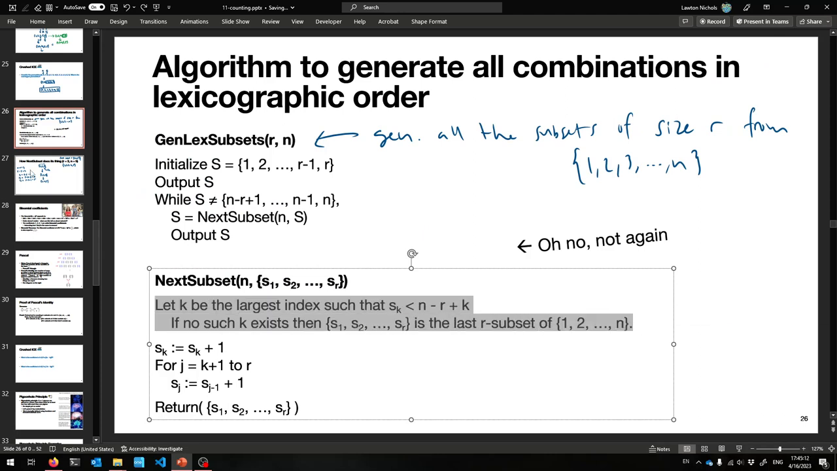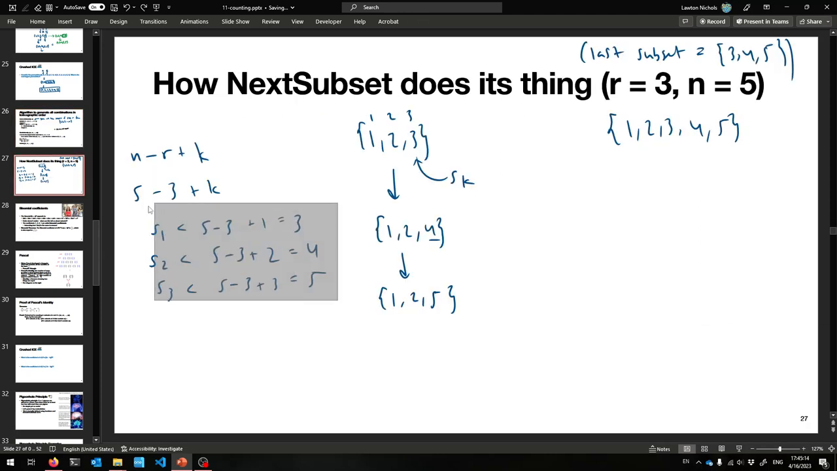So again, we're looking for the largest index such that one of these equations holds. So S1, could it be bigger? Is it less than 3? Yeah. S2, is it less than 4? Yep. S3, is it less than 5? No. So we're looking for the rightmost index such that one of these equations holds. And it looks like this one, 2, that's less than 4. That's the biggest index that still works. So this one is our SK.